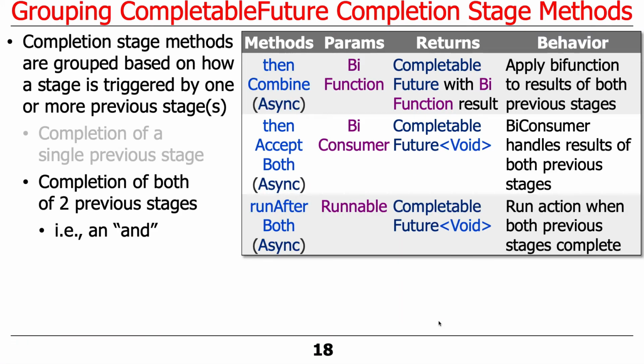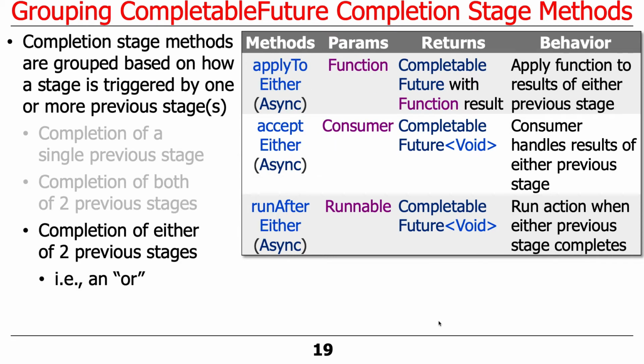There's then a bunch of other methods, and once again, there are both non-async and async variants that run at the completion of two previous stages. So you can think of these as essentially a logical AND operation. For example, then combine runs when both of two completable futures have finished. And as the name suggests, we then combine the results. We'll see there are some other things here that we'll look at as well. Once again, I'm not going to go through this chart in detail, but they take different kinds of parameters, they return different kinds of results, and they have different kinds of behaviors.